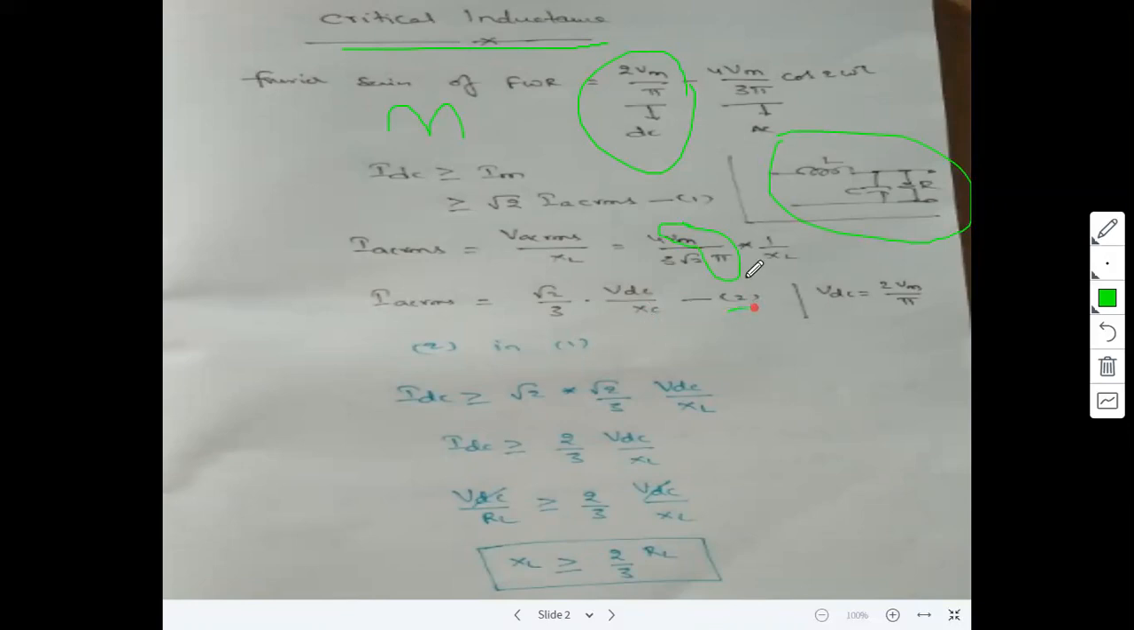So this is the second, and this is one and two in one. The DC component IDC is greater than or equal to root 2 into IAC RMS, root 2 into root 2 by 3, that is equal to 2 by 3 VDC by XL. IDC is equal to VDC by RL. Then VDC gets cancelled. The simplification is XL greater than or equal to 2 by 3 RL.